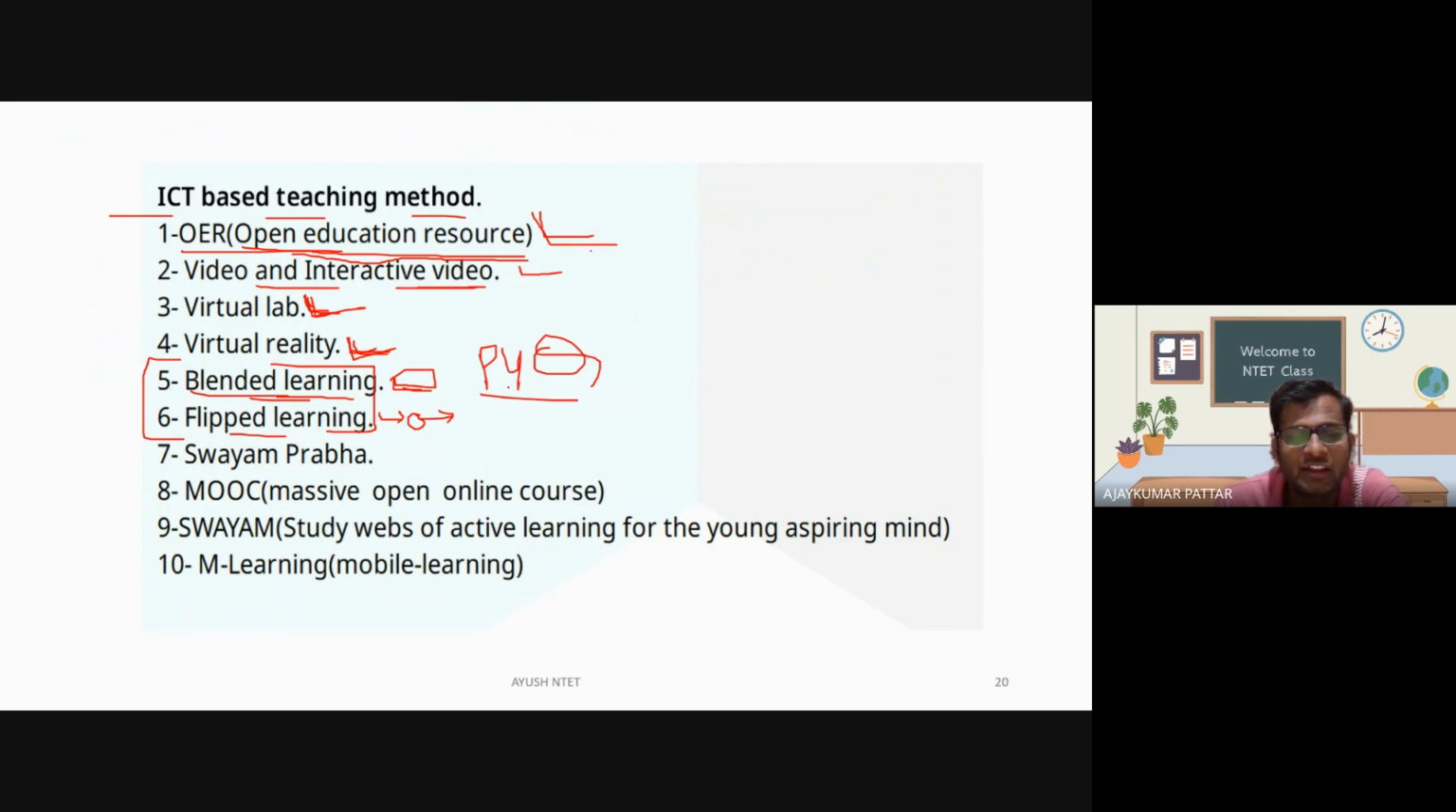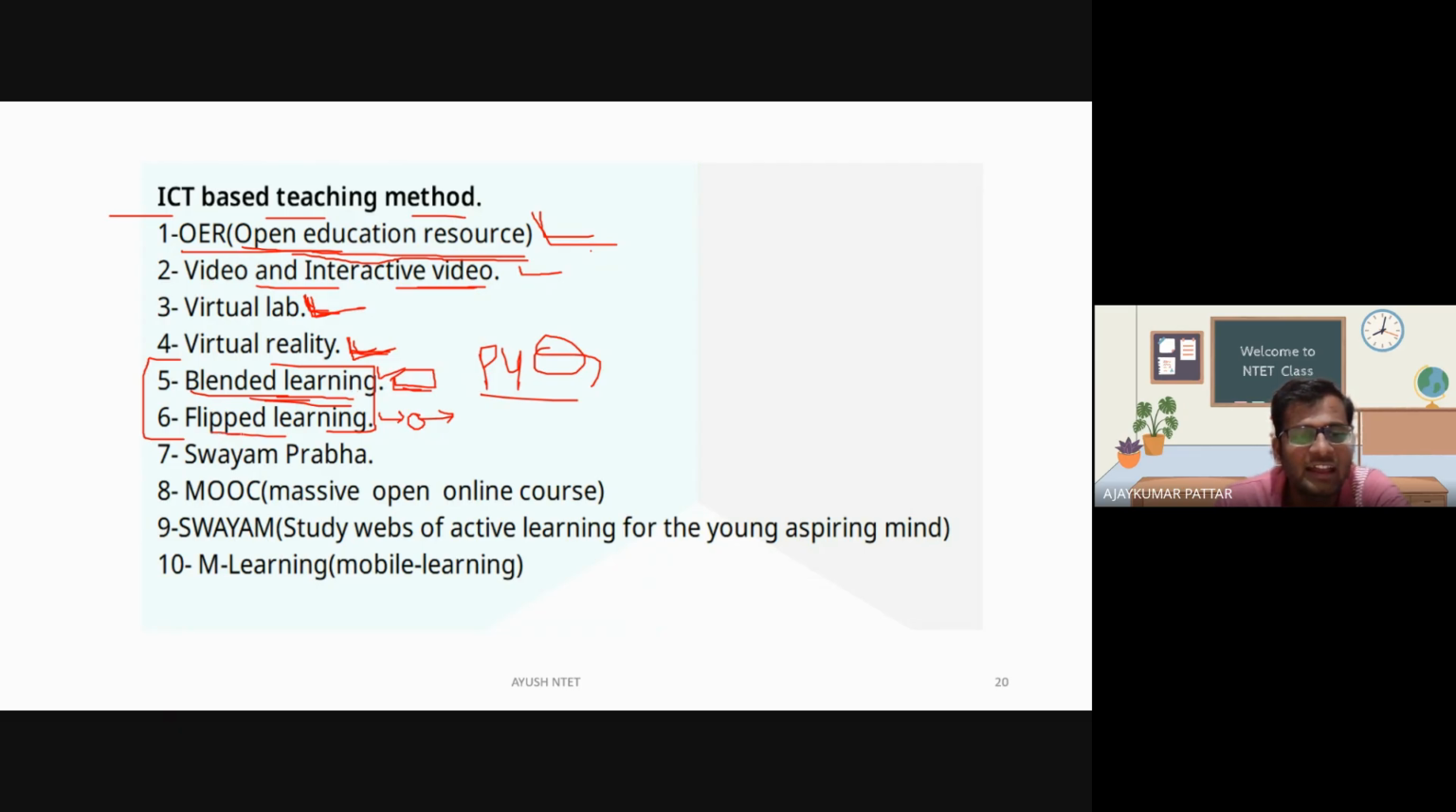That's why, in PYQ solving, previous year question solving time, this concept will come. Based on this concept certain questions will come. At that time we will learn in detail what is blended learning and what is flipped learning. Now you should remember, blended means mixing the methods, offline method and online method.